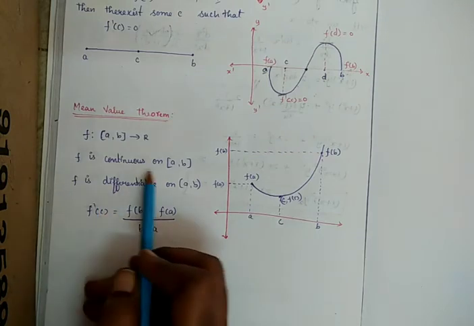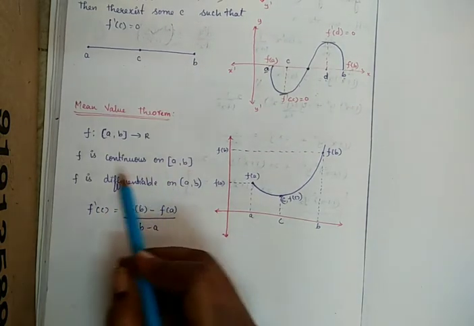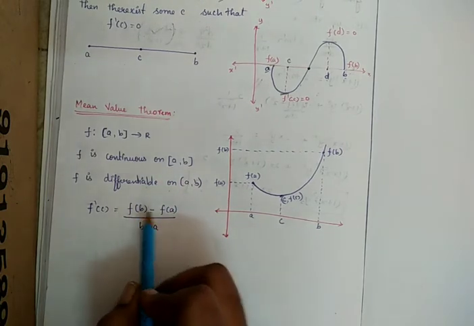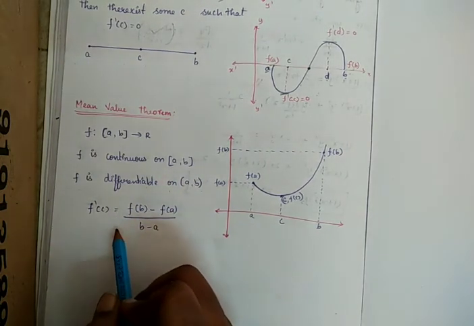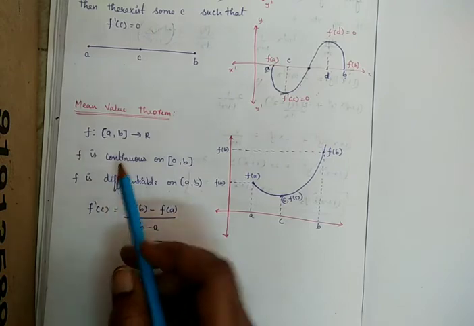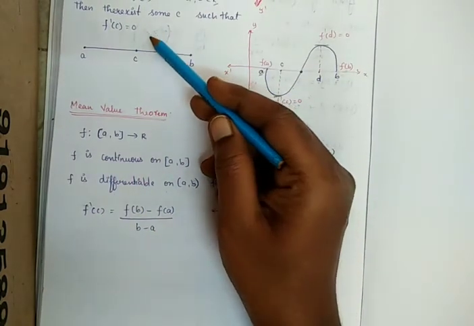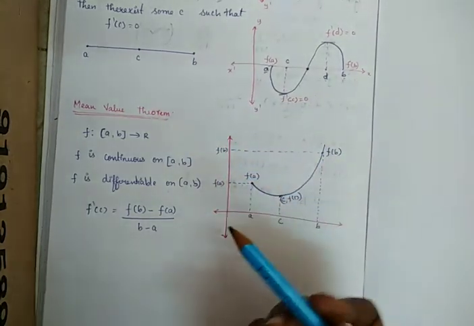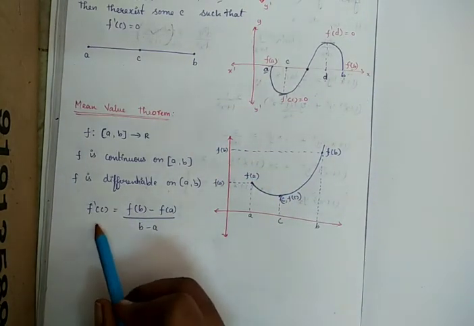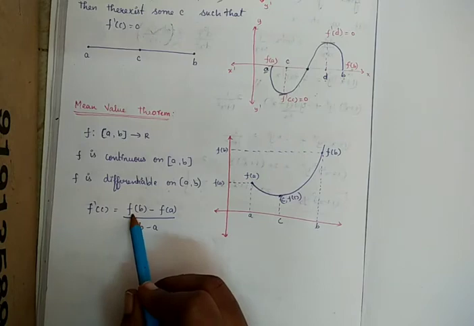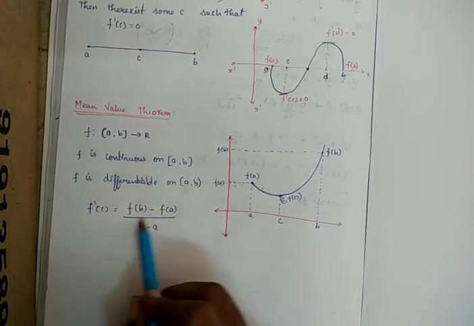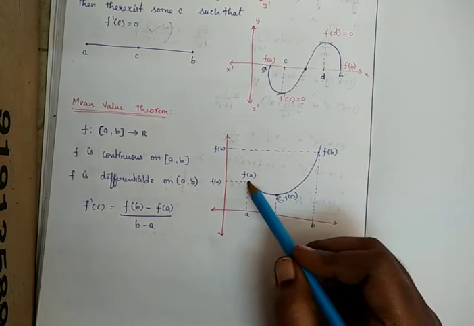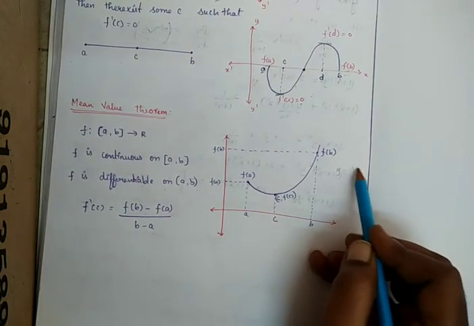Here also the function is continuous on the closed interval [a, b], and f is differentiable on the open interval (a, b). In Rolle's theorem we got that f dash of c, that is the derivative value, becomes 0, the slope of the tangent is becoming 0. But in this case f dash of c is equal to f of b minus f of a divided by b minus a.